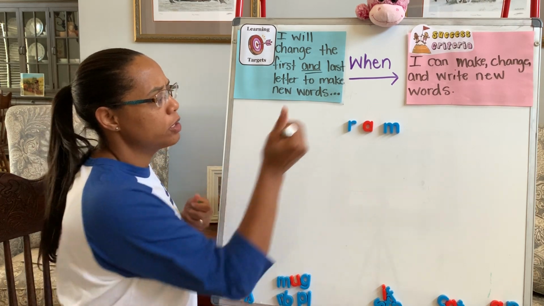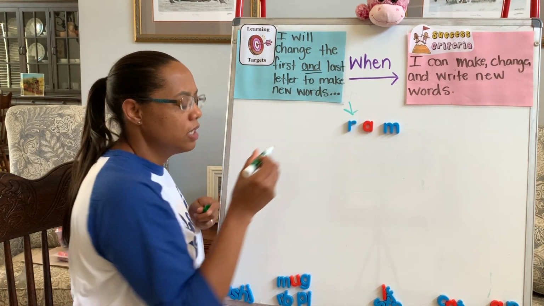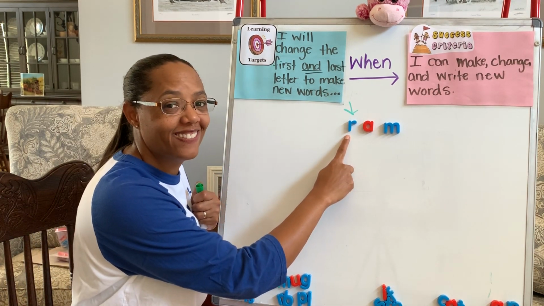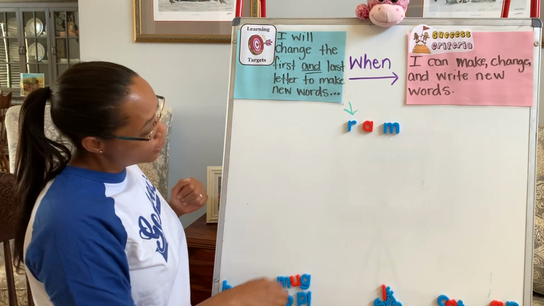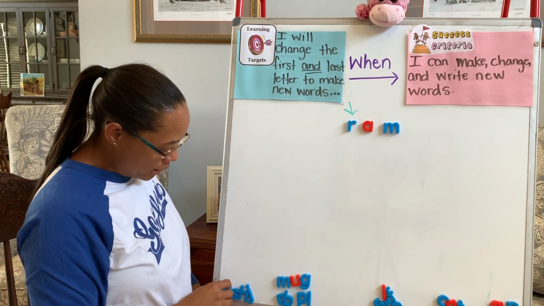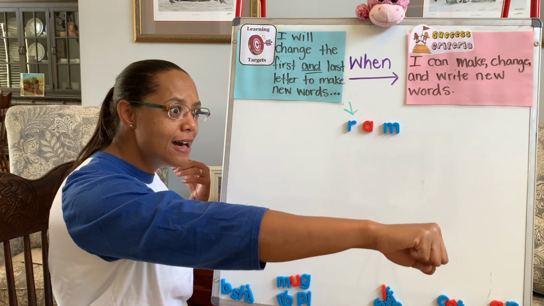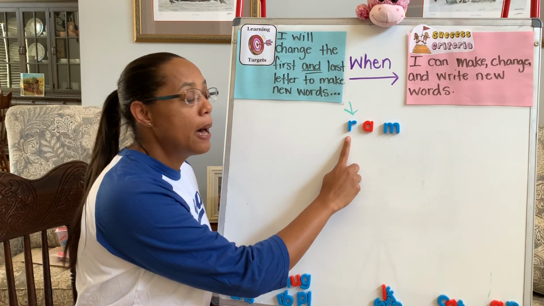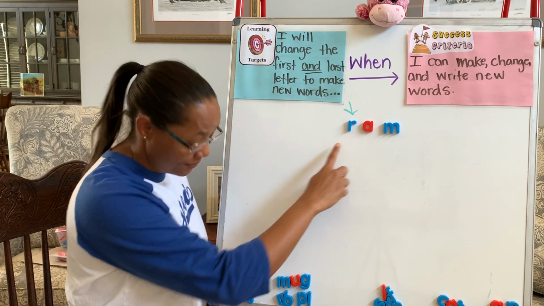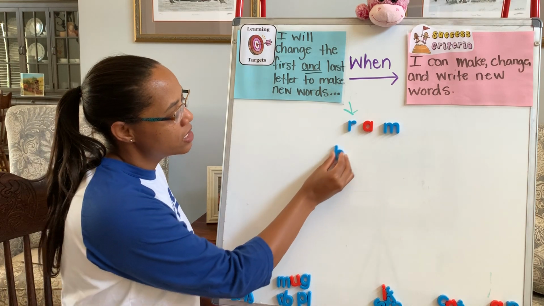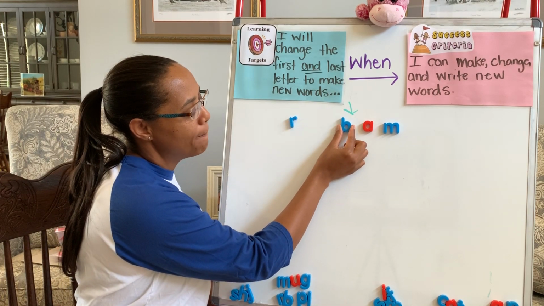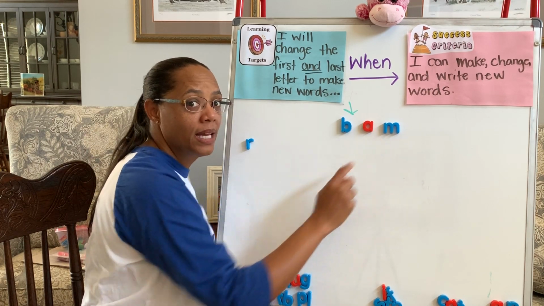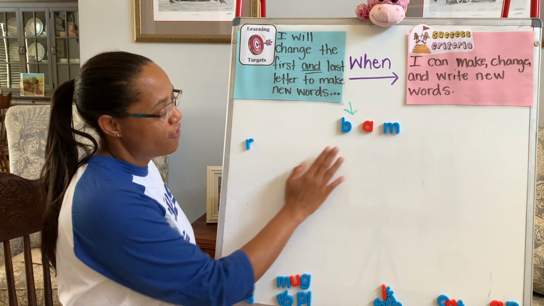So I'm going to put my arrow here just to let all those parents at home remember that that's the first letter in a word. So our word is ram. Now let's change it to bam. What letter am I going to change this to make it bam? You're right. We're going to slide this R over and push up that am, bam. Right. So now we have bam.